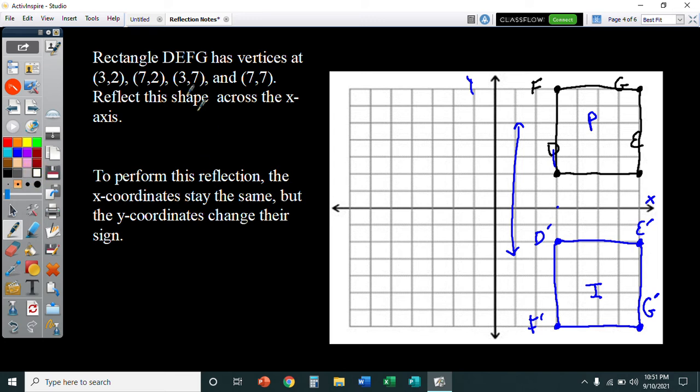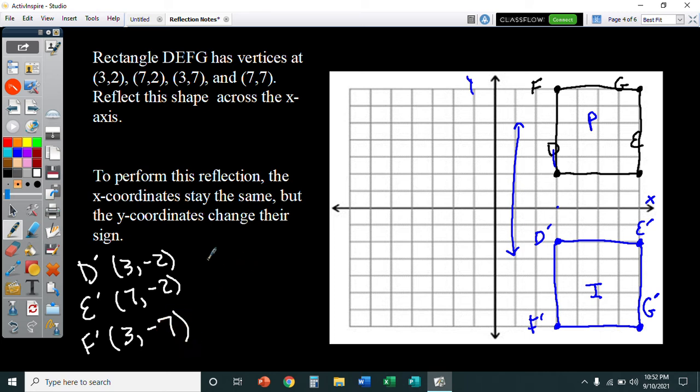Now, again, if I decide to use the rule, I told you that a flip or a reflection across the x-axis is vertical movement, which means the x-coordinates stay the same. You can see I didn't move it horizontally at all, but the y-coordinates will change their sign. So let's apply that rule. For D prime, if I'm following the rule, looking at the coordinates, x stays the same, but y changes its sign from the original. And then E prime, x stays the same, y changes its sign. F prime, x stays the same, y changes its sign. And G prime, x stays the same, y changes its sign.